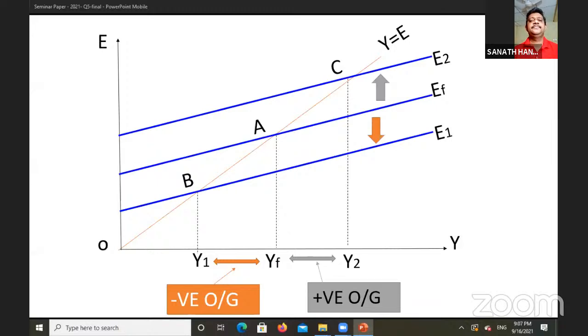Okay. The business cycle is a different diagram. The business cycle comes like this. This is a Keynesian cross diagram. The business cycle is this.